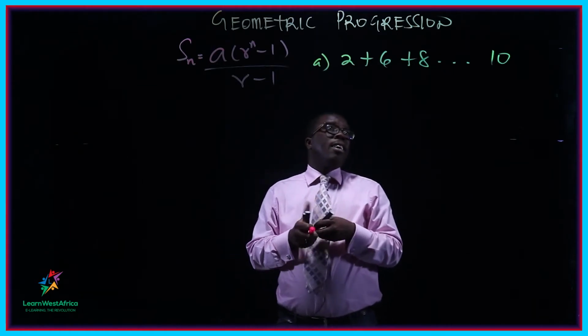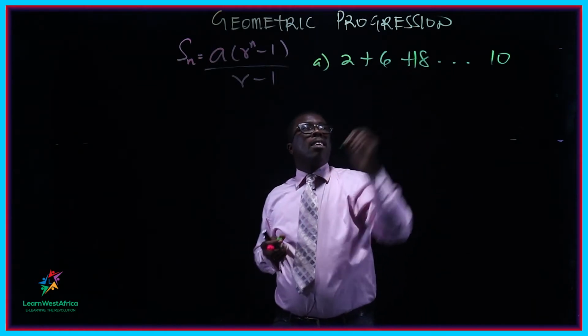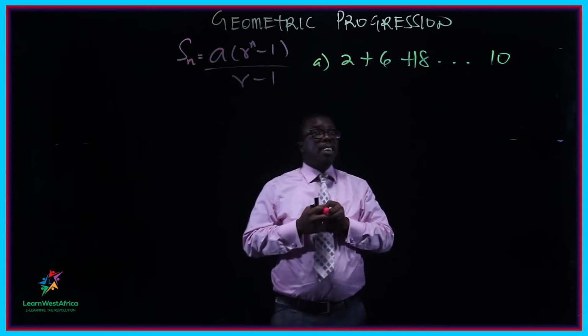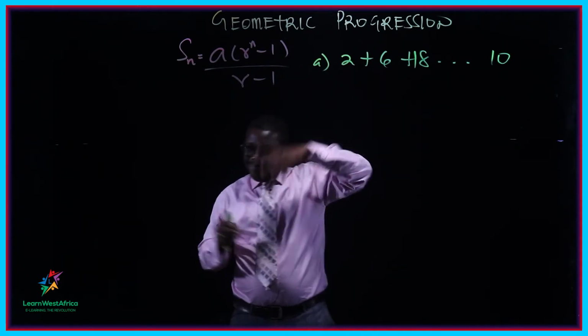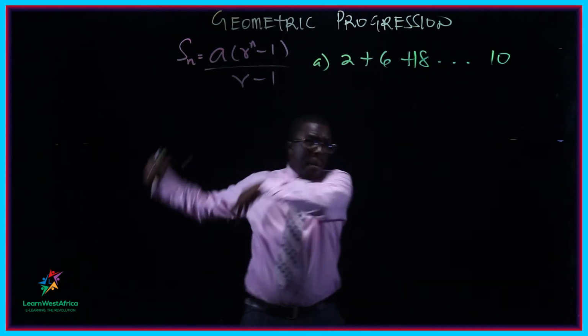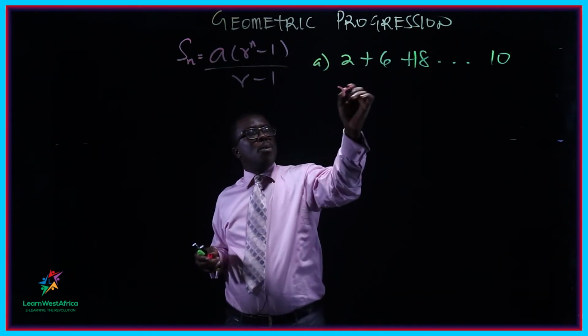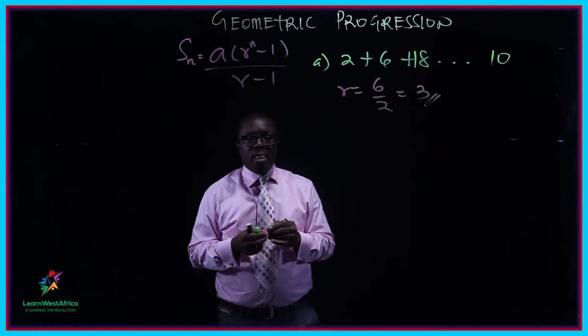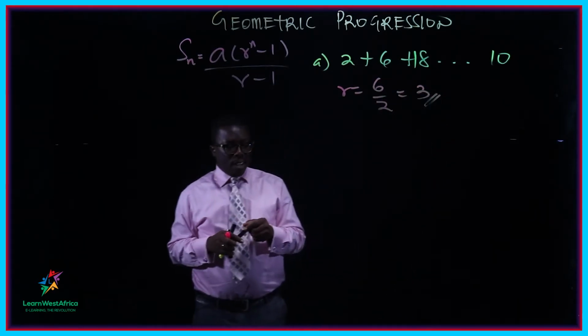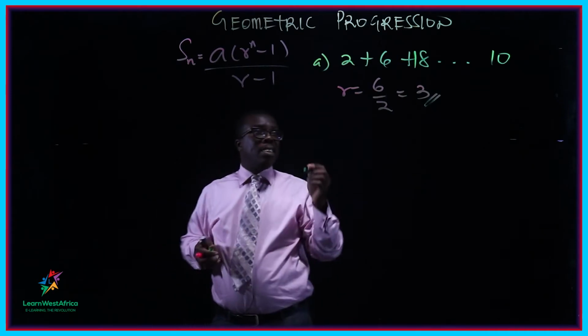I think that this is 18. Yes, that was what was in the problem. 18. Okay, 2 plus 6 plus 18. We divide the succeeding term by the preceding term. Hence, our common ratio here will be 6 over 2, and that should give us 3. What is the sum of the 10 terms?